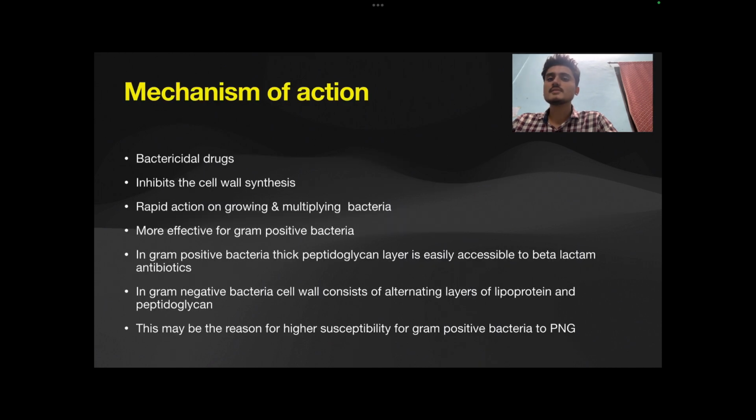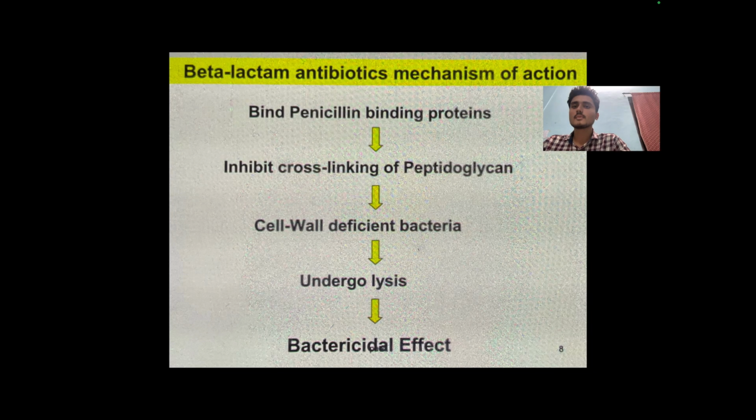The mechanism of action of penicillin is bactericidal. They inhibit cell wall synthesis, with rapid action on growing and multiplying bacteria. They are more effective for gram-positive bacteria. In gram-positive bacteria, the thick peptidoglycan layer is easily accessible to beta-lactam antibiotics. Gram-negative bacterial cell walls consist of alternating layers of lipoprotein and peptidoglycan. This may be the reason for the high susceptibility of gram-positive bacteria to penicillin G.